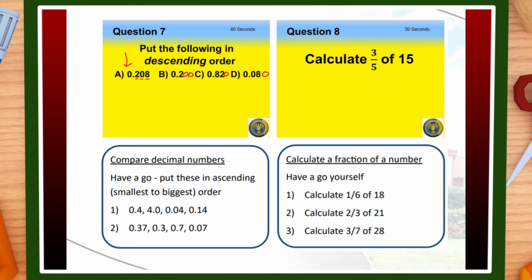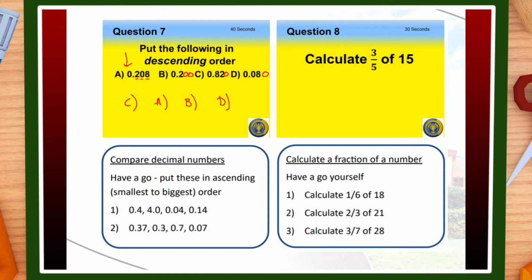We're now looking at 3 digits after the decimal point, 3 decimal places for each number: 208, 200, 820, and 080. And it's far easier now to put these in order. So starting with the biggest, which would be C, 0.820, then A, 0.208, then B, 0.200, and the smallest D, 0.080.